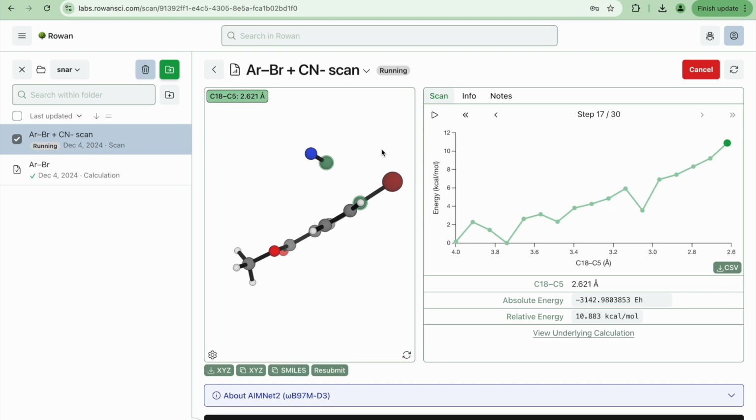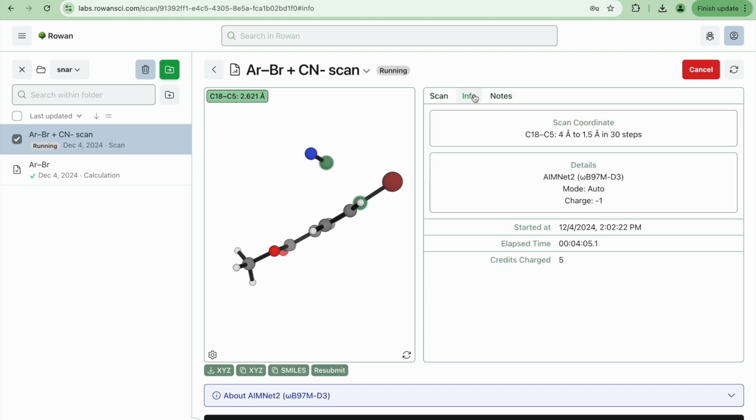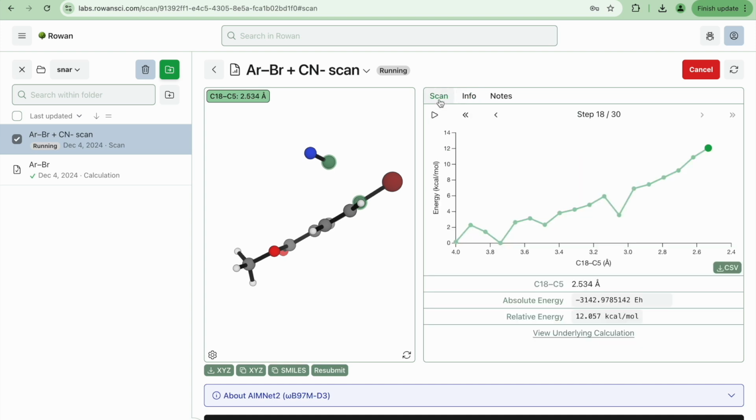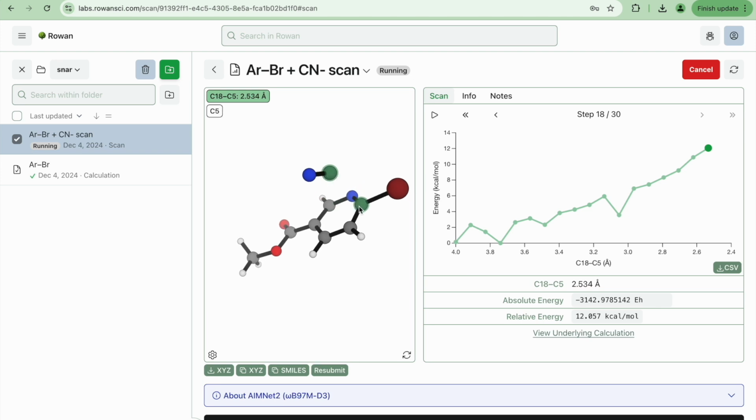So I've jumped forward about 2 minutes just to fast forward through some of the scan running time, which isn't terribly interesting to watch from a video perspective. But this hasn't taken too long. The whole thing has been running for about 4 minutes, so there's no deceptive video editing occurring here. And what we see is that now the bond is actually starting to form here. So the C18 to C5 distance is about 2.5 angstroms. So it's definitely not a bond yet, but it's a lot more like a bond than a 4 angstrom distance is.